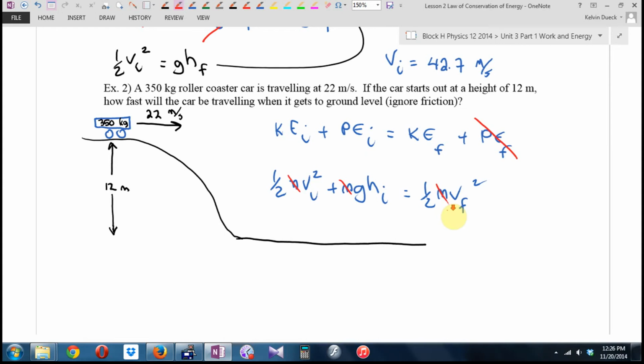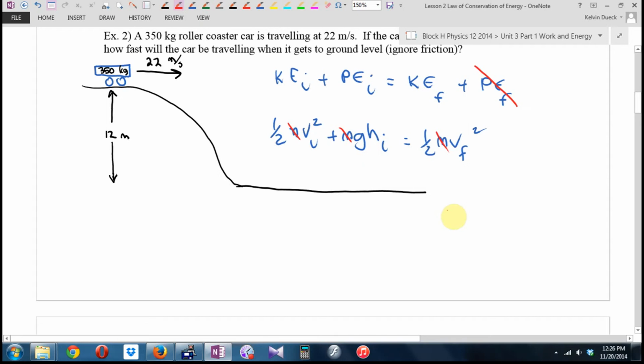Kind of cool. What are we trying to find? Alex, what did you say we're trying to find? How fast? Which one? I got two V's. Final. Okay. So right now, I have 1/2 VI. So you know what? Let's write this down. I have 1/2 VI squared plus GHI equals 1/2 VF squared.